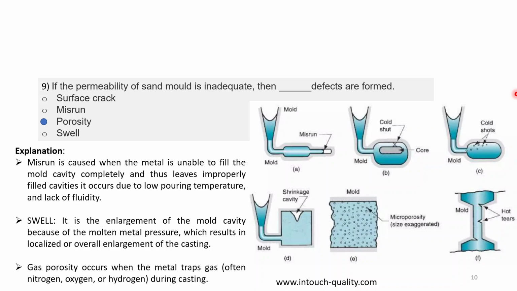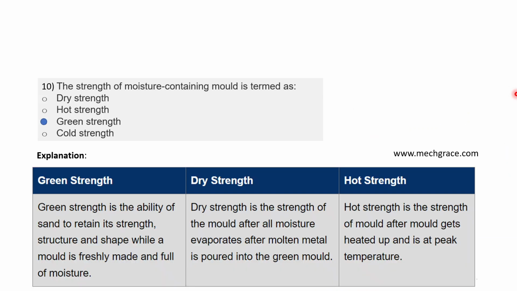Next question is, the strength of a moisture containing mold is termed as? The moisture related answer will be green. Once it has moisture, it will be green strength. After it has come in contact with molten metal, it will be dry strength. When it is at peak temperature, it will be hot strength.